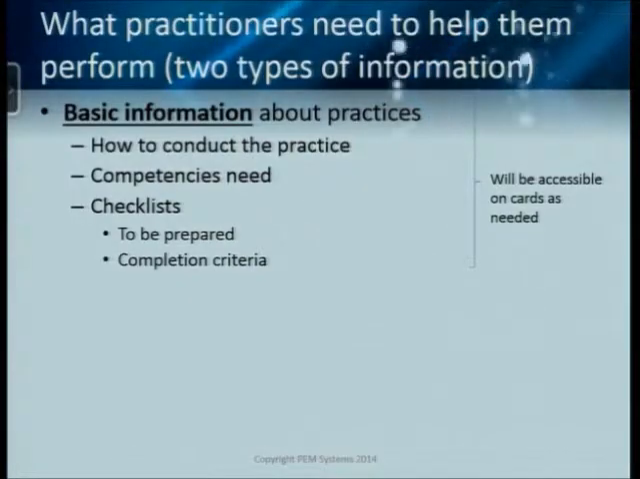And there's two types of information that I think people need. There's the basic practice information on things like how to conduct the practice, the competency needs, and the checklists to prepare. With Essence, we're coming out with guidelines for how you can take the alphas and build simple practices and have another card deck that sits on top of this card deck. But this is what you need as a beginner.